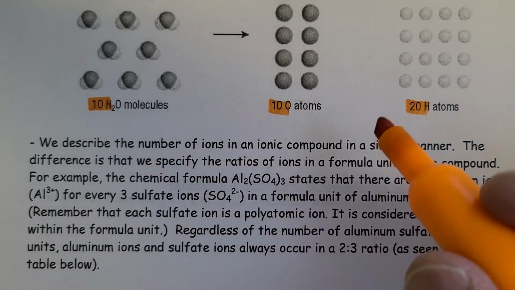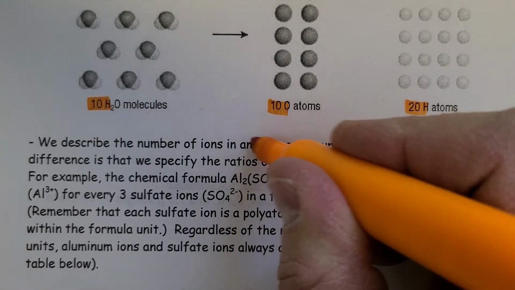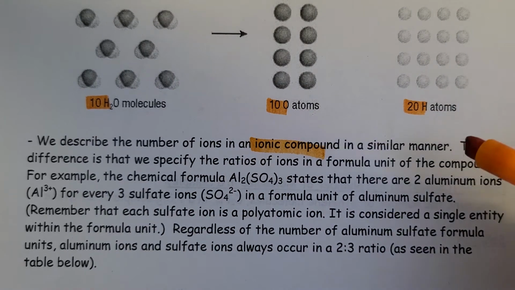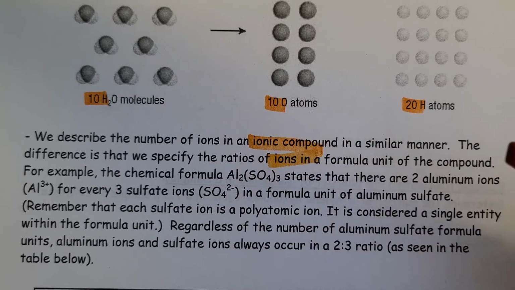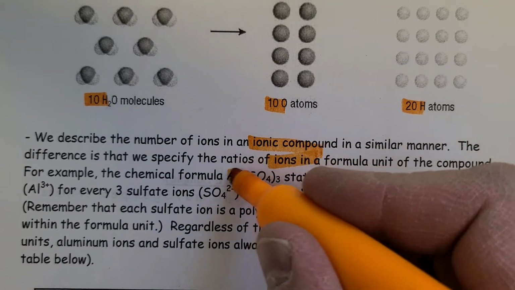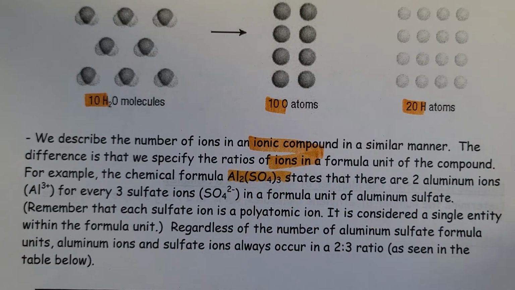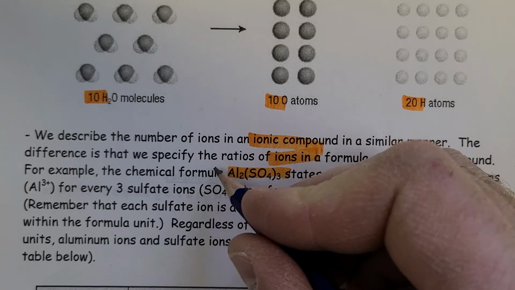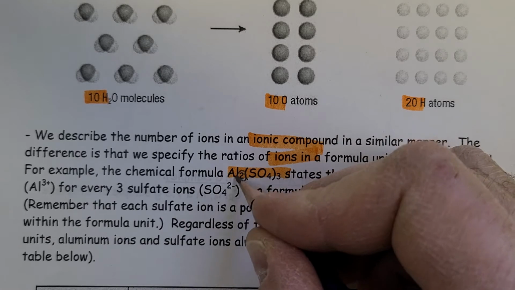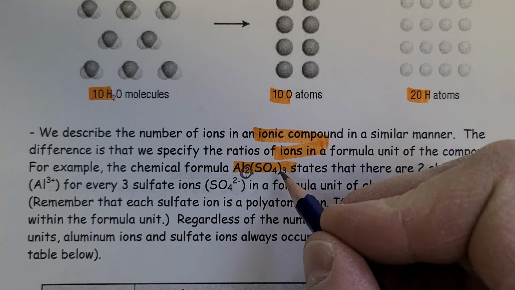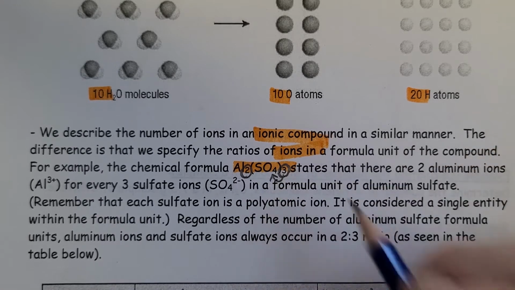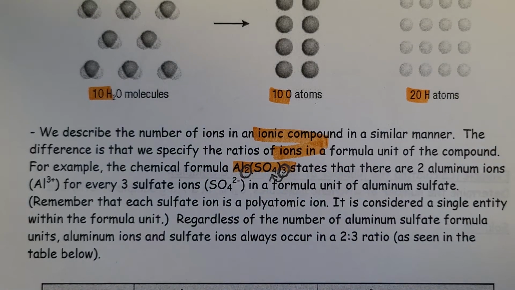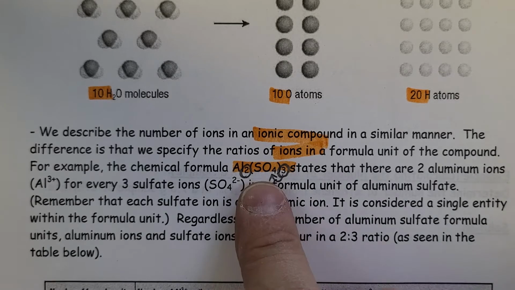And of course, we can describe the number of ions in an ionic compound in a similar manner. The difference is that we specify the ratio of ions in a formula unit of a compound. So for example, if I look at aluminum sulfate, we know that for every 1 formula unit, there are 2 aluminum ions for every 3 sulfate ions.